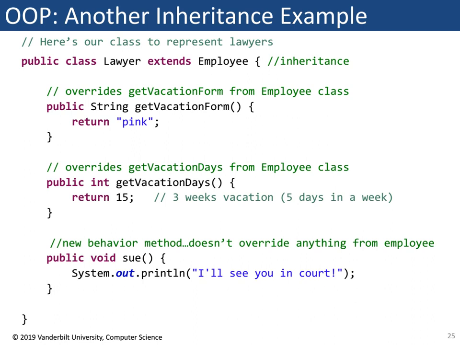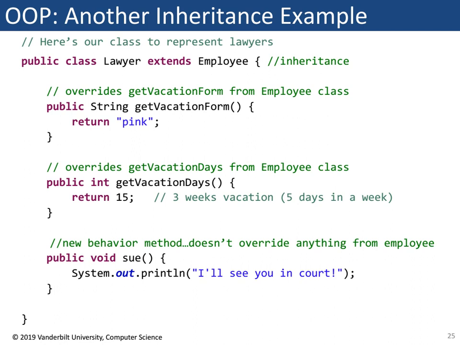To override a method, you have to have three things satisfied. You have to have the same return type, the exact same method name, and the exact same parameter list. Get vacation form for employees has a string return type. It's called get vacation form in this exact capitalization, and it has no parameters. So this will override get vacation form as declared in the employee class with our new get vacation form for the lawyer class. Don't get confused on overriding and overloading. Overriding replaces a method. Overloading allows you to have multiple methods of the same name.